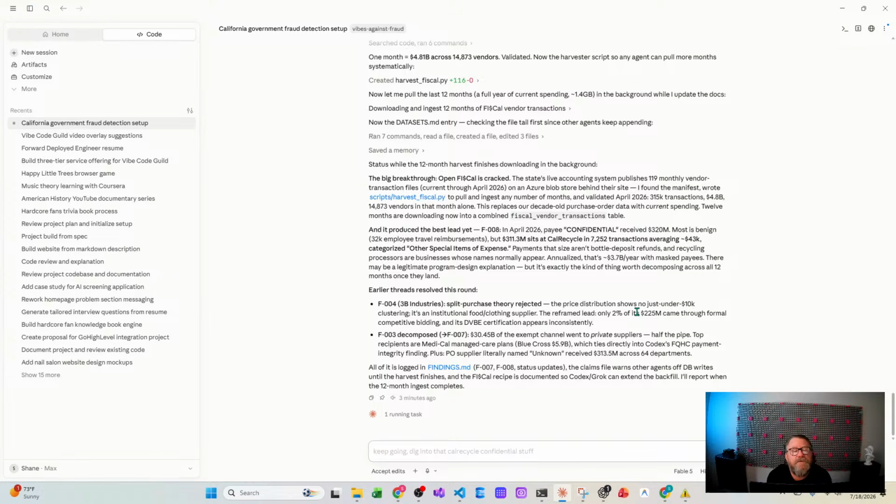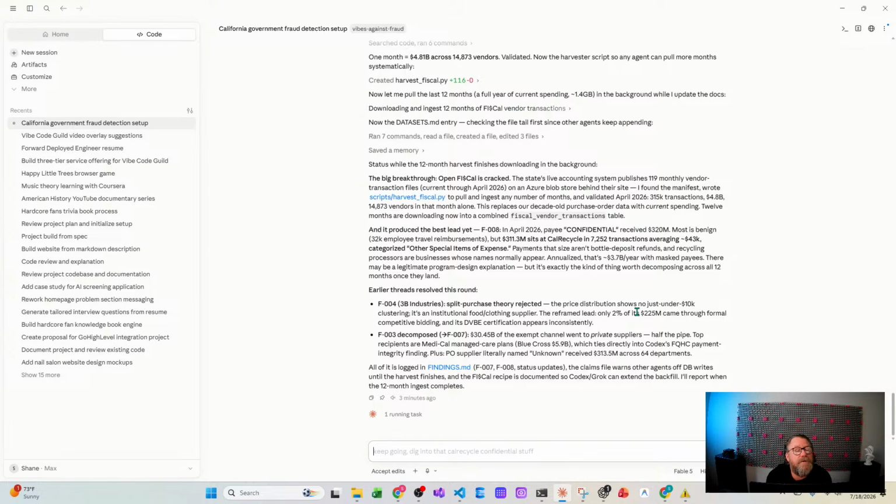315,000 transactions, 4.8 billion. Almost 15,000 vendors in that month. SAT replaces the PO data with current spending. That's good. 12 months are downloaded now. And it produced the best lead yet. That's saying a lot, because I think that Epidurius one, I think there's for sure some stuff going on there, in my opinion.